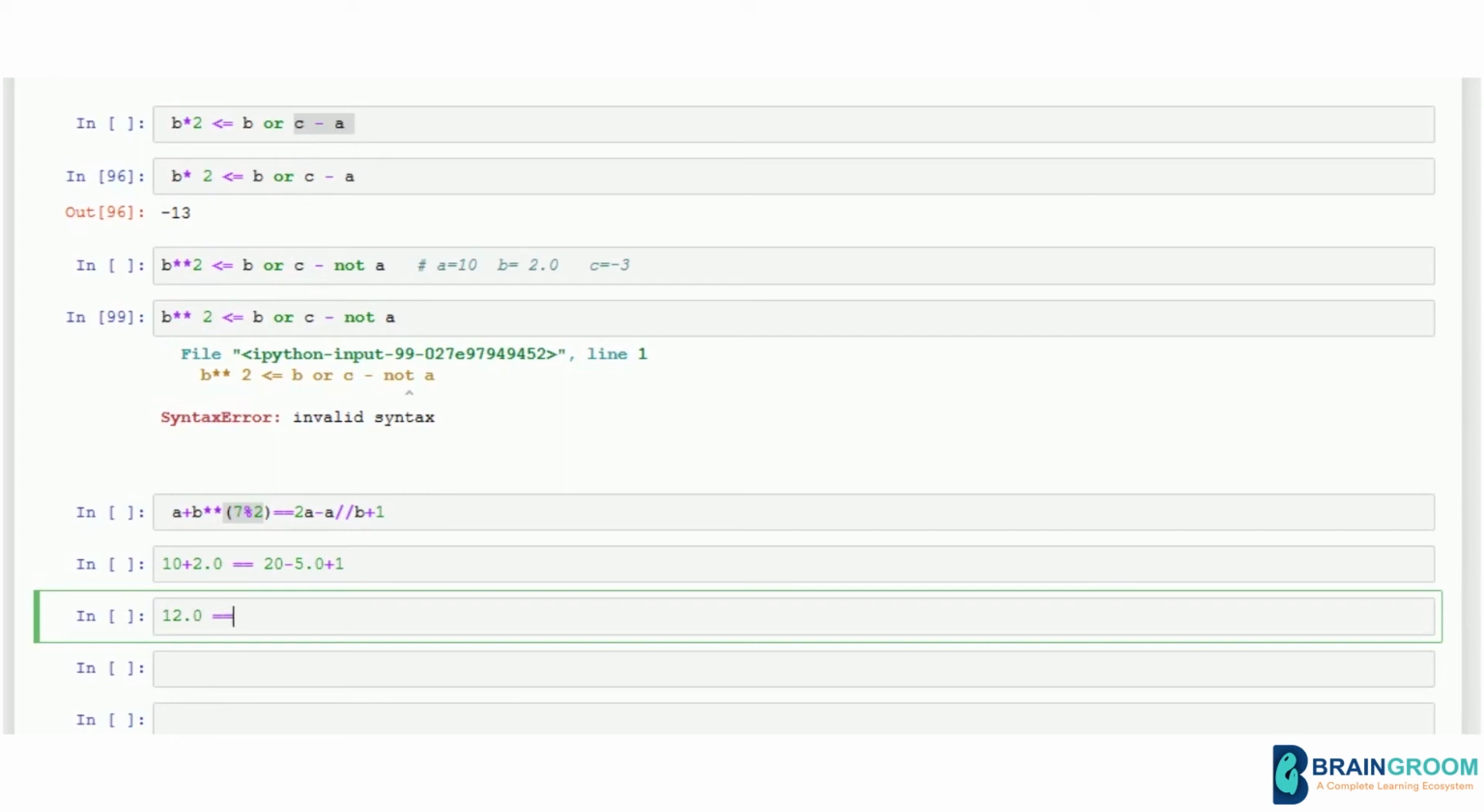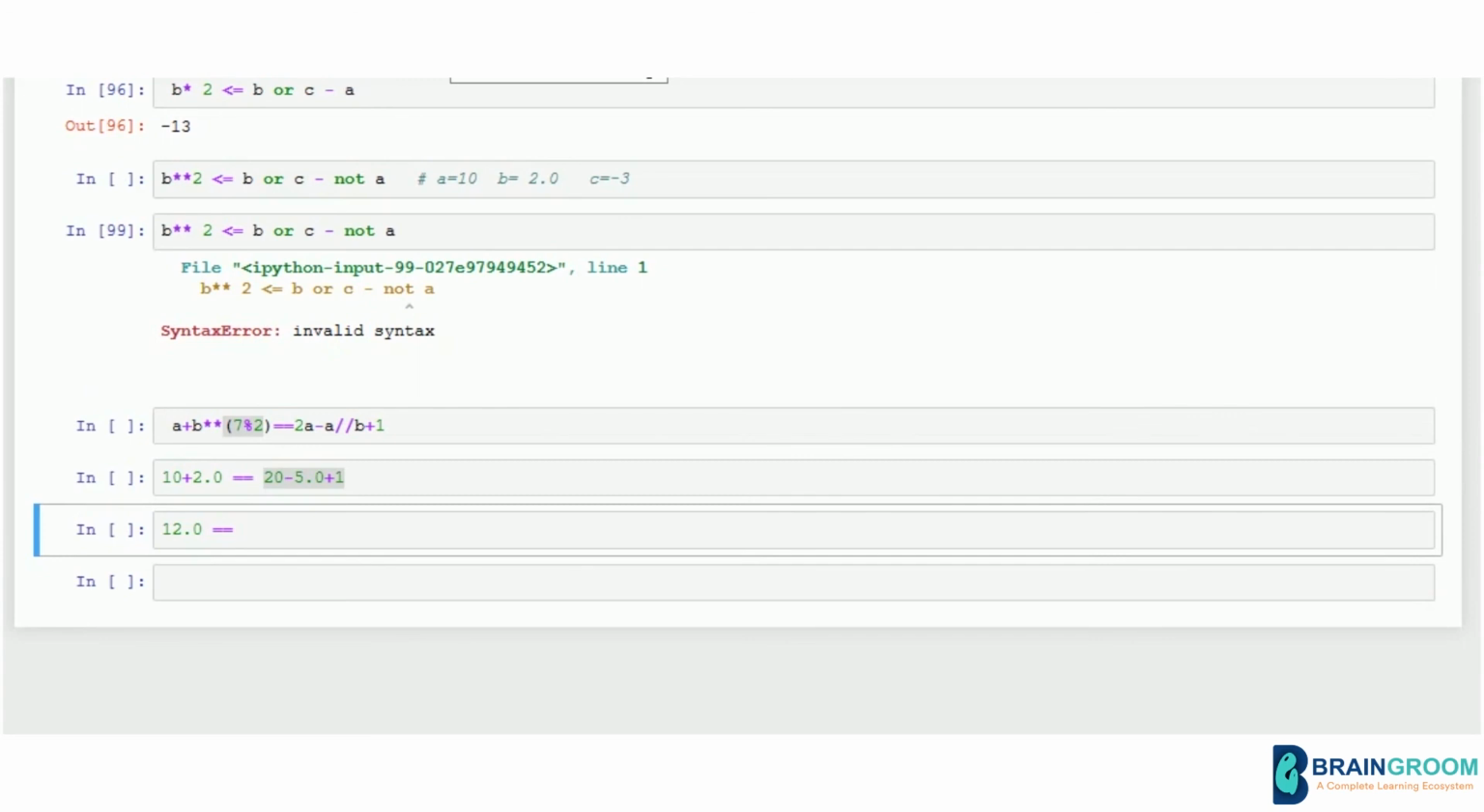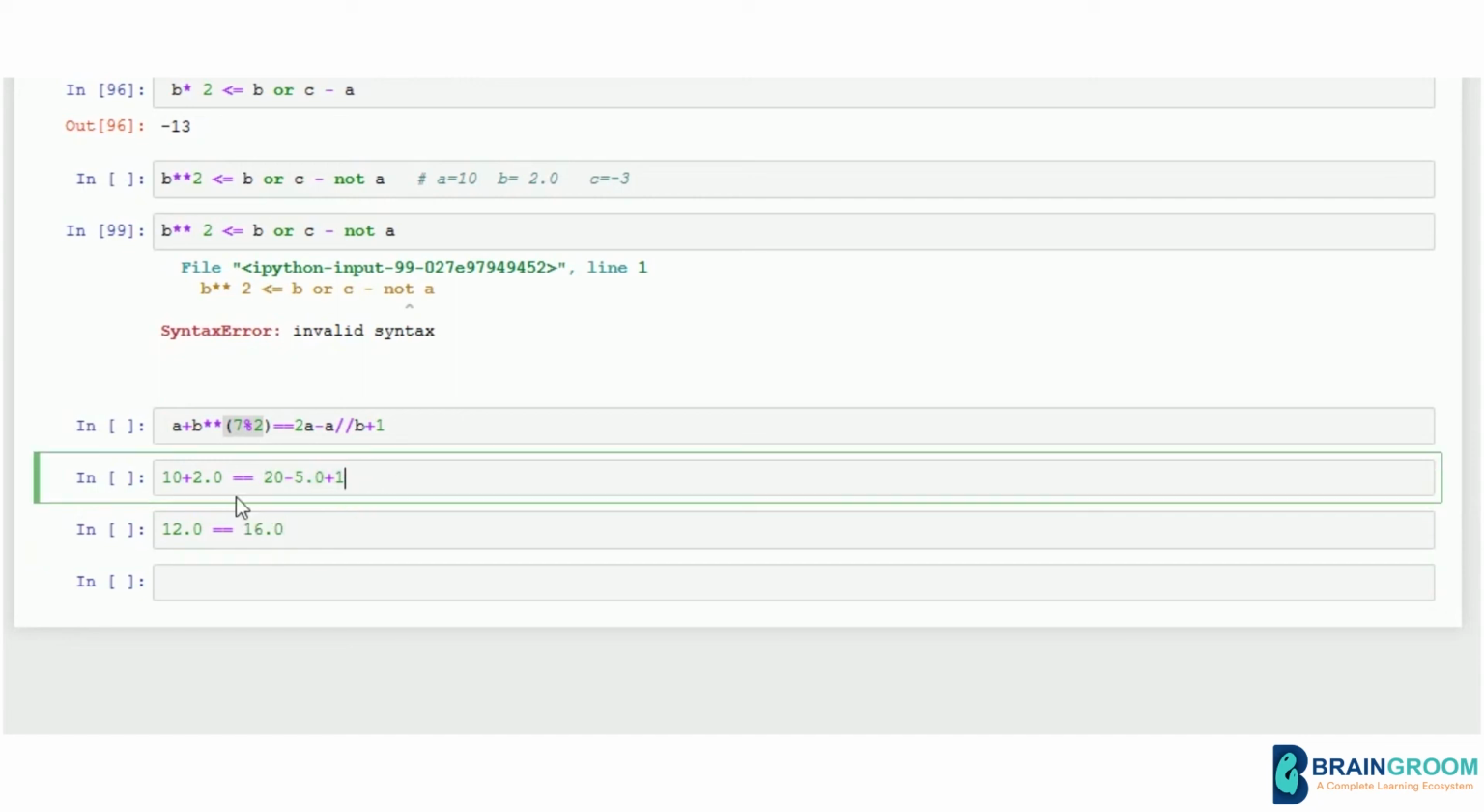So this is nothing but 12.0 equal to 20 minus 5 is 15.0 plus 1, which is going to be 16, right? So 20 minus 5 is 15 plus 1 is 16, and again you have a float among your int, so your final result will be float.